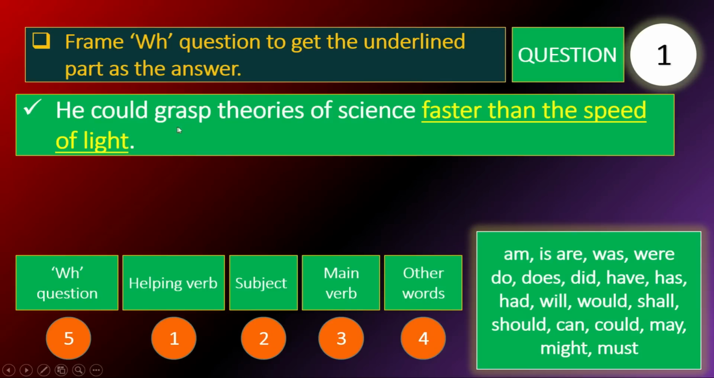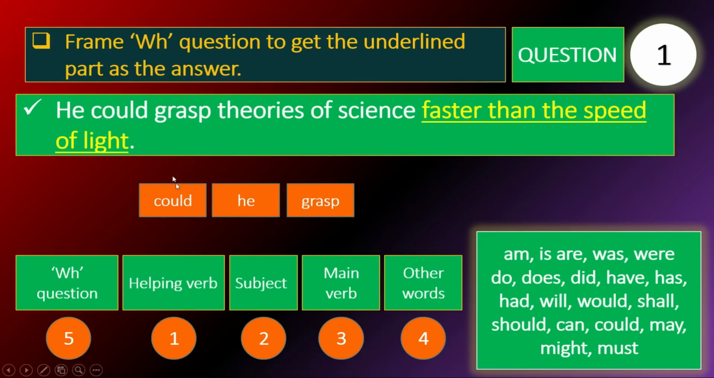He could grasp theories of science. The helping verb here is could. And you have it here. So we write could. And then we have to write the main verb. But not immediately. We have to put a subject in the middle. Look at this here. He could grasp has changed to could he grasp.